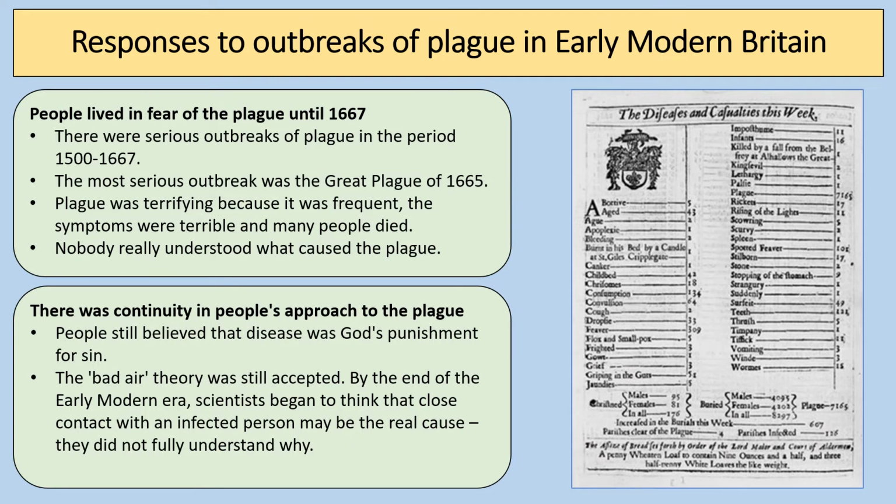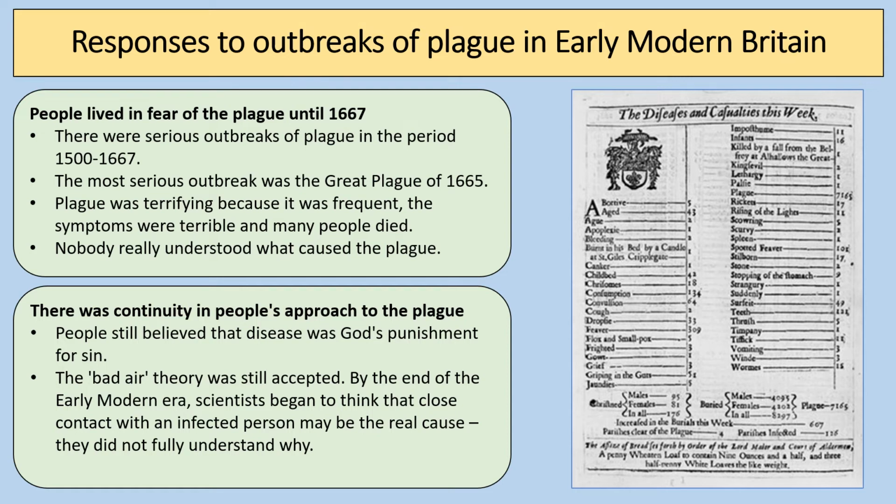One of the big things to be aware of is that in the early modern period, people very much lived in fear of the plague. So there were serious outbreaks of the plague between 1500 and 1667, with the plague outbreak of 1665 being absolutely terrifying. The plagues were frequent, symptoms were terrible, many people died, they didn't know what caused it, people still blamed miasma, people still talked about the theory of the four humours, people still saw it as a punishment from God.